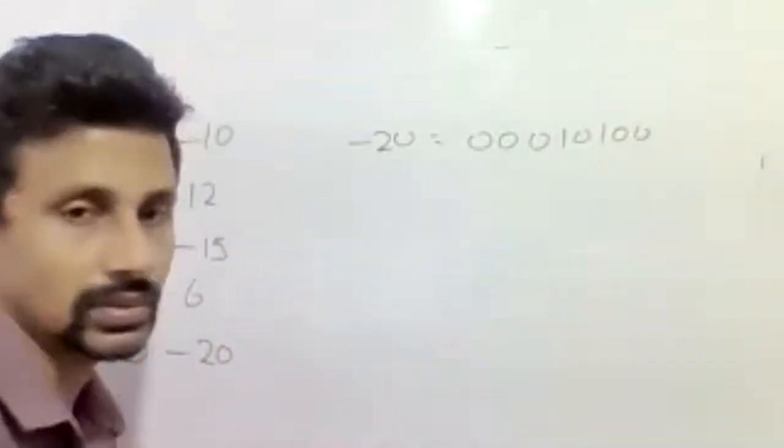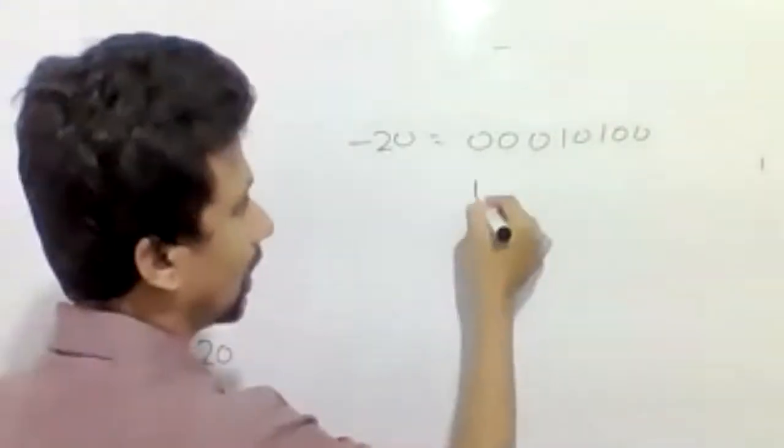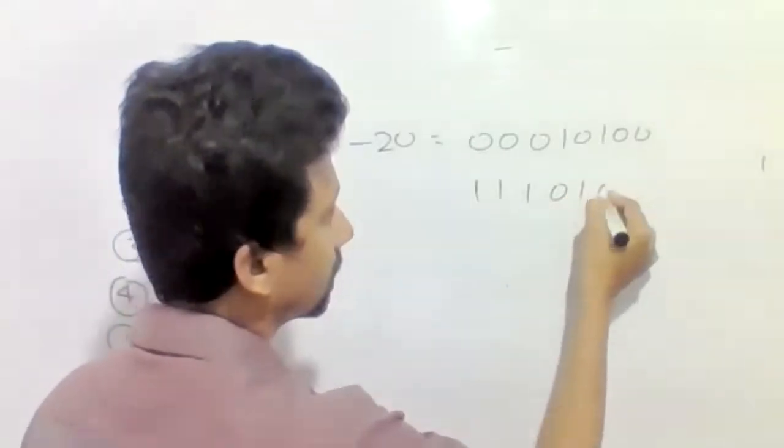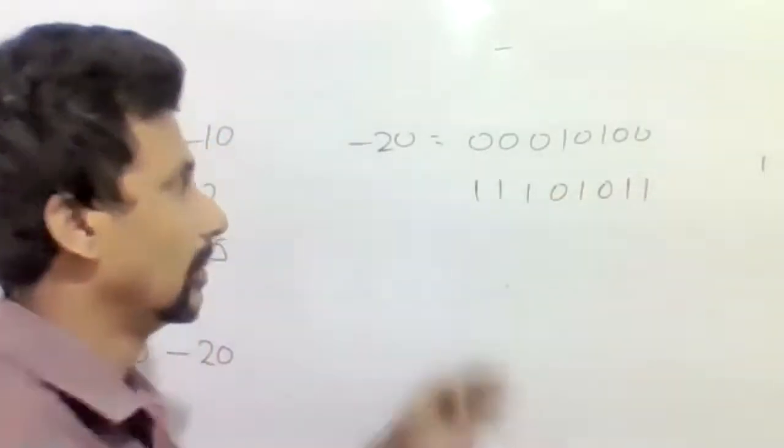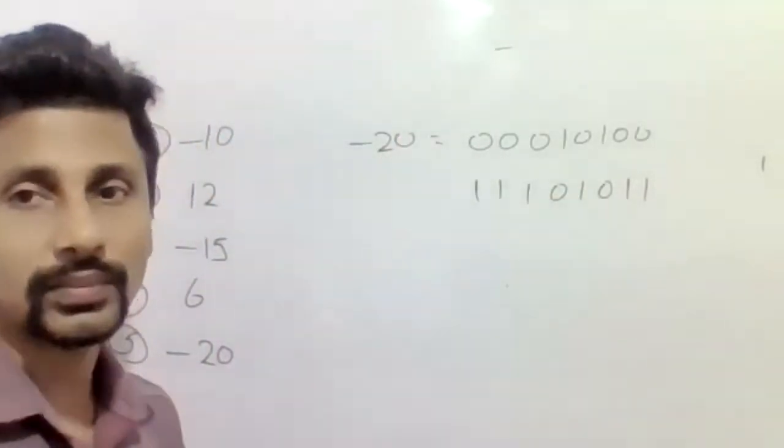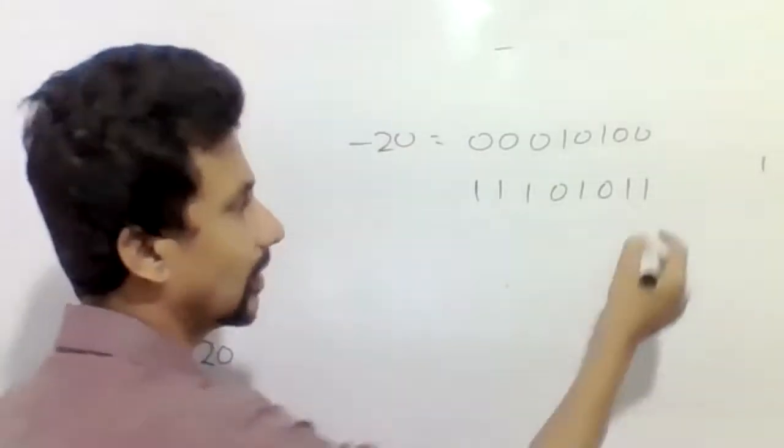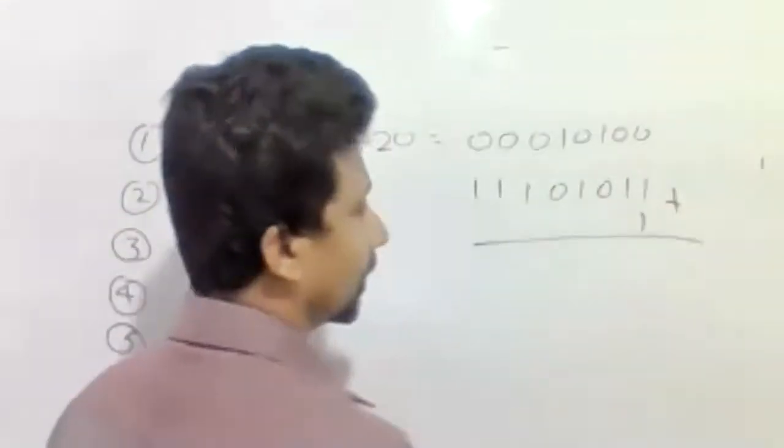Yeah, this is positive 20. Then flip the bits: 1, 1, 1, 0, 1, 0, 1, 1. So you are making zeros become ones, and ones become zeros. Then add 1 to the least significant bit.